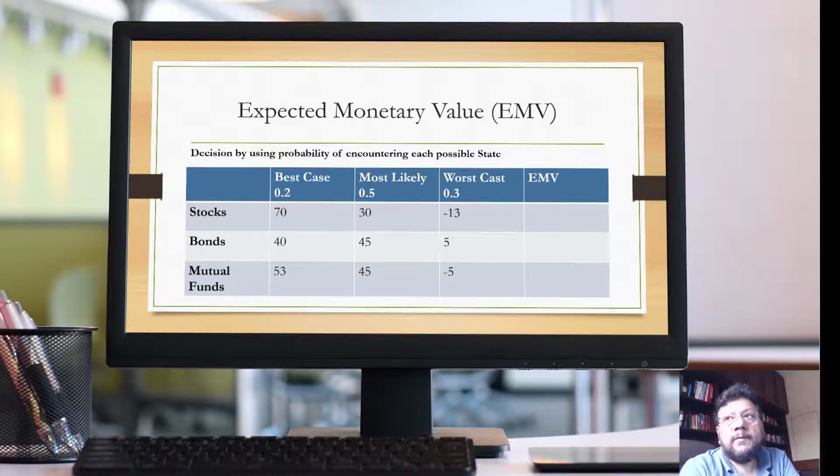Okay, so now we did averaging, and averaging assumed that every state has an equal chance, so a 1/3 chance of anything happening. But let's say we had better information and we could look back at the trend of the market, and it turns out that 20% of the time the market has been increasing over the last few years, 50% of the time it was steady, and 30% of the time it was declining.